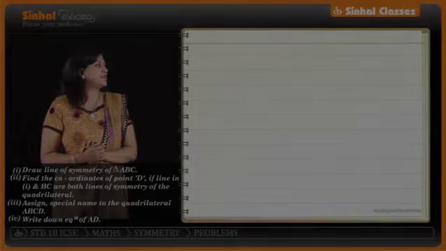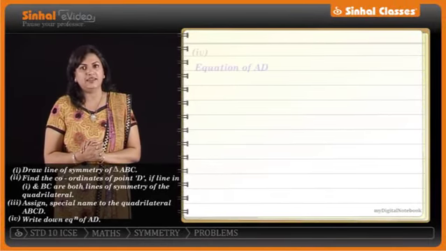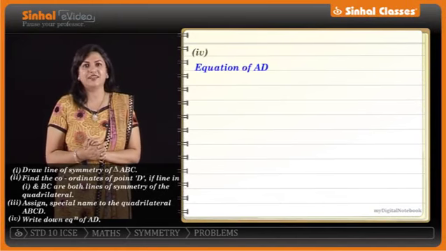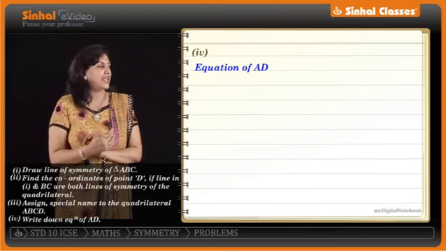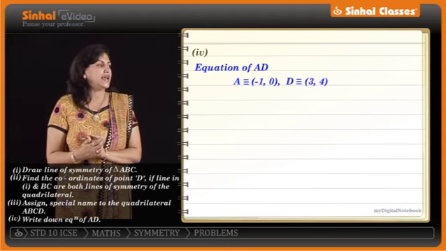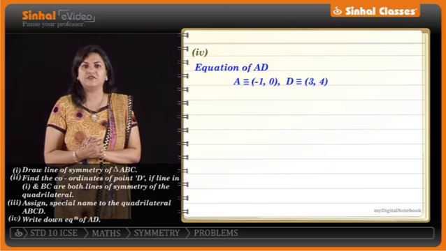Now in the fourth part, we are asked to write down the equation of AD. You remember we have done how to find the equation of a line. We are given the two coordinates A and D. A has coordinates (-1, 0) and D has coordinates (3, 4). We want to form the equation of the line.